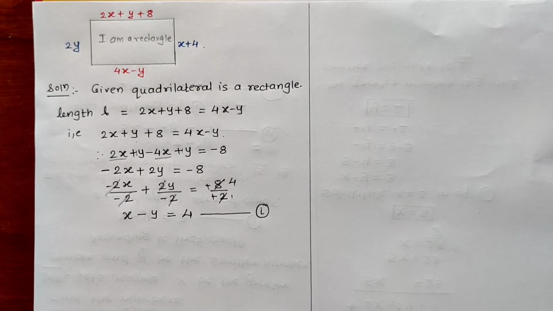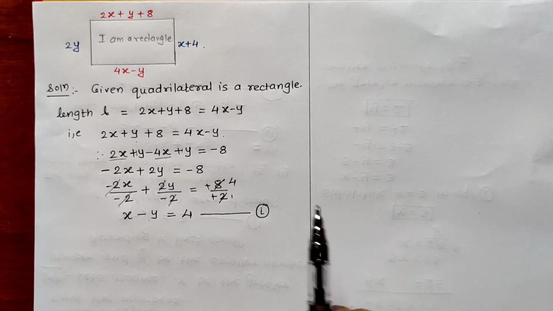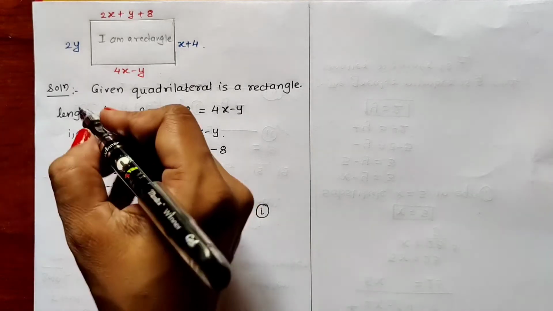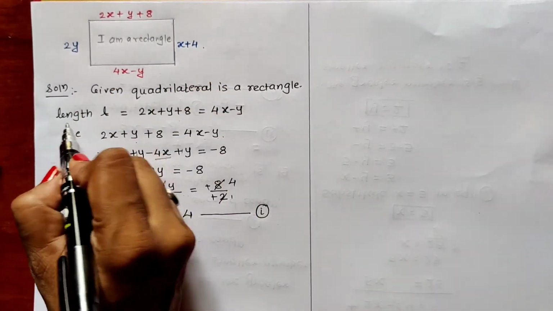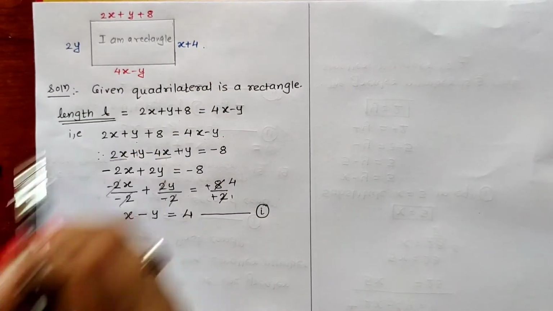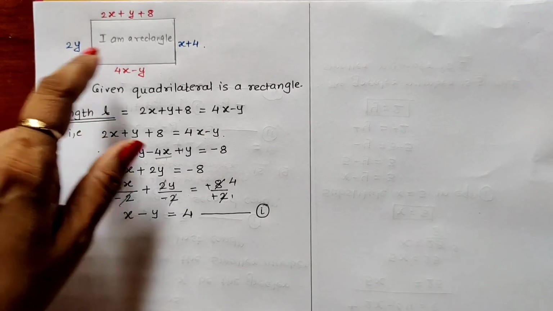In this way we have got the first linear equation in two variables for solving our sum, for getting the values of x and y. Now let us form the second equation. Okay, so the first equation we have got from the length. Lengths are congruent, and that's why we have got this first equation. Now let us get the second equation from the breadth.